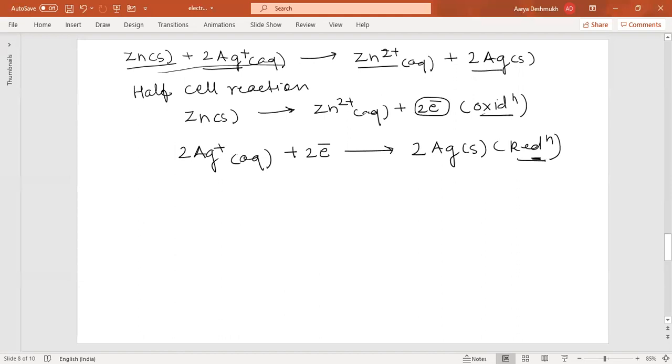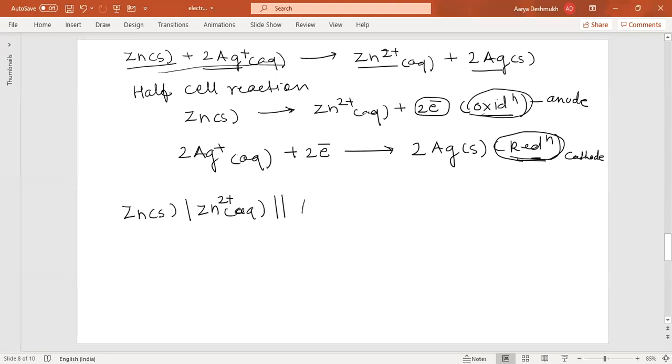Now, how do we formulate the cell process? We know that at the extreme left we always write the oxidation reaction, and at the extreme right we write the reduction. This is the anode and this is the cathode for a galvanic cell. So the anode should be written at the extreme left hand side. We can write here anode Zn(s) and Zn2+ in aqueous phase. It is connected to the salt bridge.